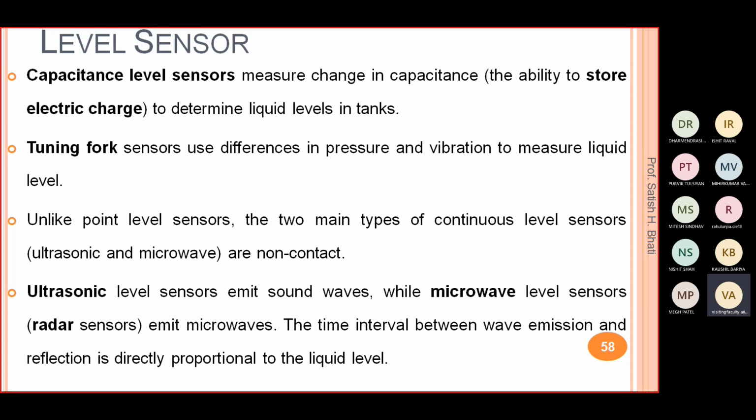Then some sensors are like this capacitance level sensor. Where we find the word capacitance, it means the sensor has an arrangement or construction such that when the level of the liquid changes, it automatically changes the capacitance value inside the sensor. We measure that capacitance value and it gives you the level of the tank or level of the liquid, right?